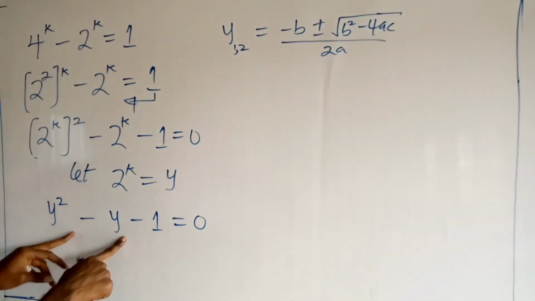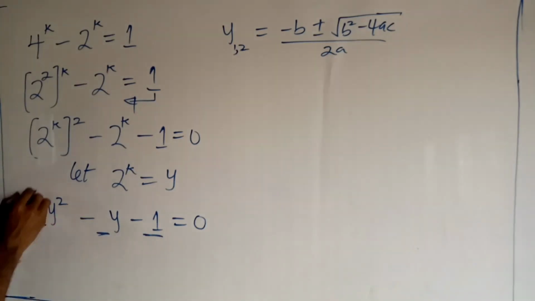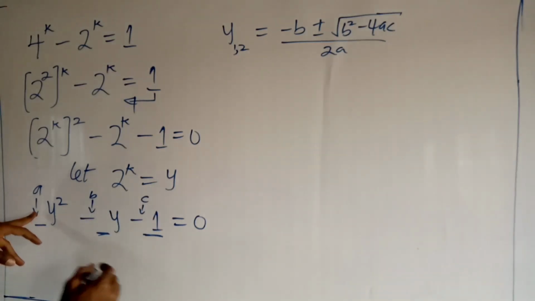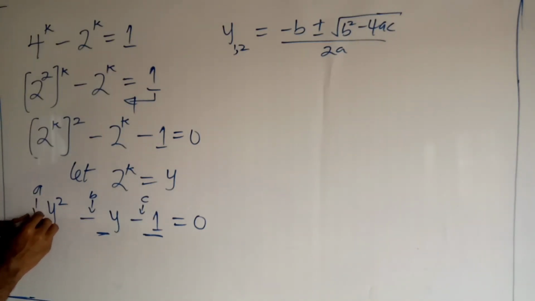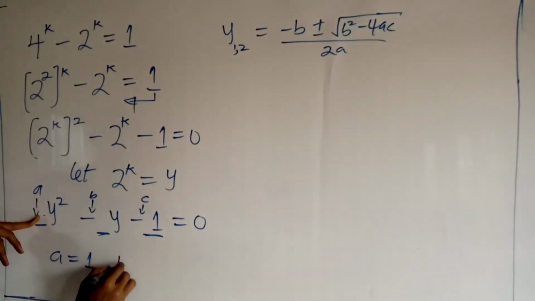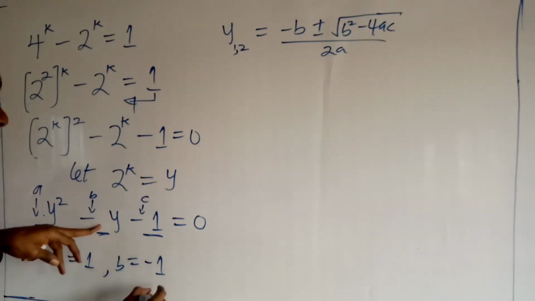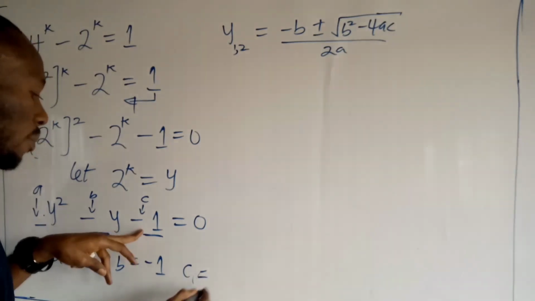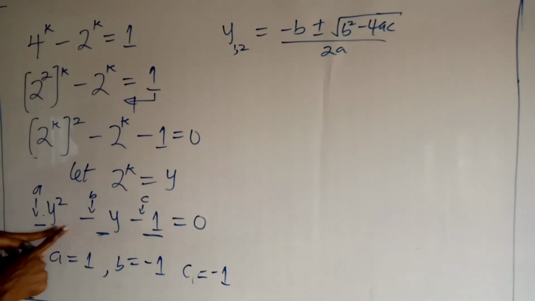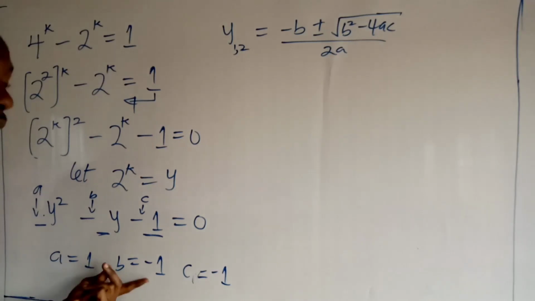So from here, this is the value of a, this is the value of b, and this is the value of c. The value of a is not written, it is 1 here. So you can see that a is given to be 1. And b is equal to minus 1, the coefficient of y is minus 1, and c is given to be minus 1, the constant term. So a is the coefficient of y squared, b is the coefficient of y, and c is the constant term. That's how I got all these values of a, b, and c.